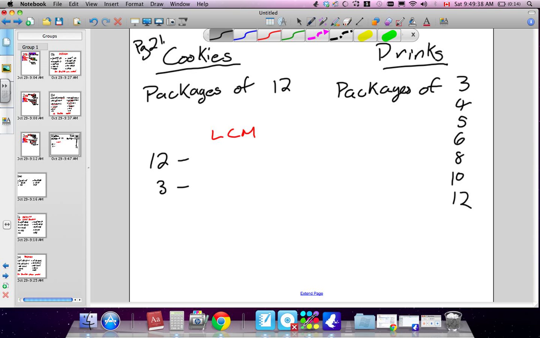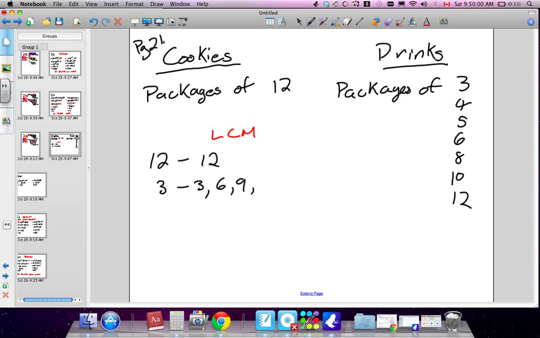We're going to be looking for the lowest common multiple here. LCM, okay? What that means is we need to put all our numbers together, figure out how many of each we'll need. So, one package of cookies is 12. Okay? So let's go through our packages of drinks.